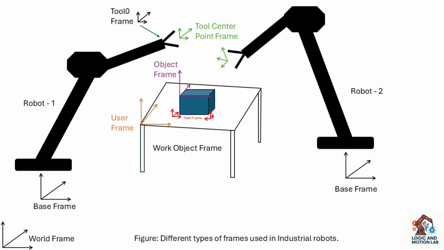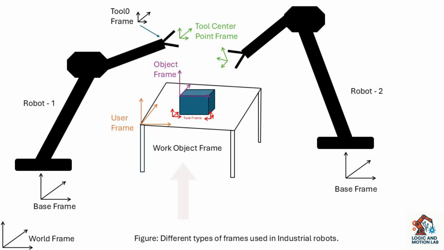There are different types of frames used in industrial robots, which are the wall frame, base frame, work object frame, tool center point frame, and task frame. We will start with the wall frame. The wall frame is used when you have a production where various robots are working. It is used as a common frame, so all the robot systems are relative to this wall frame. The base frame is the physical zero point in the base of a robot.